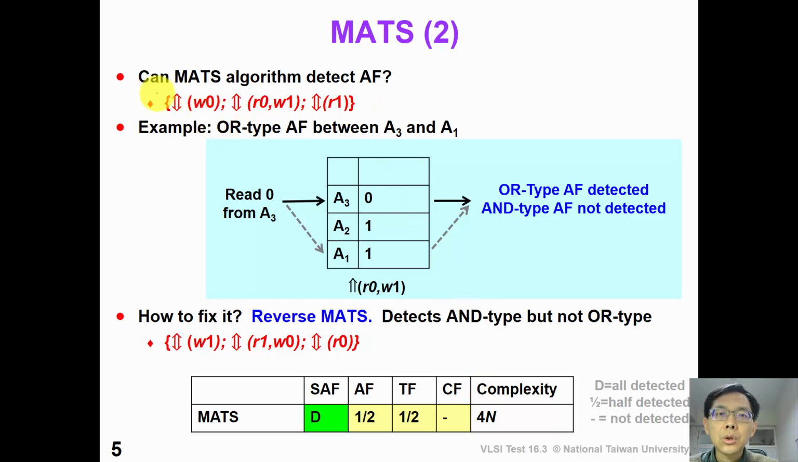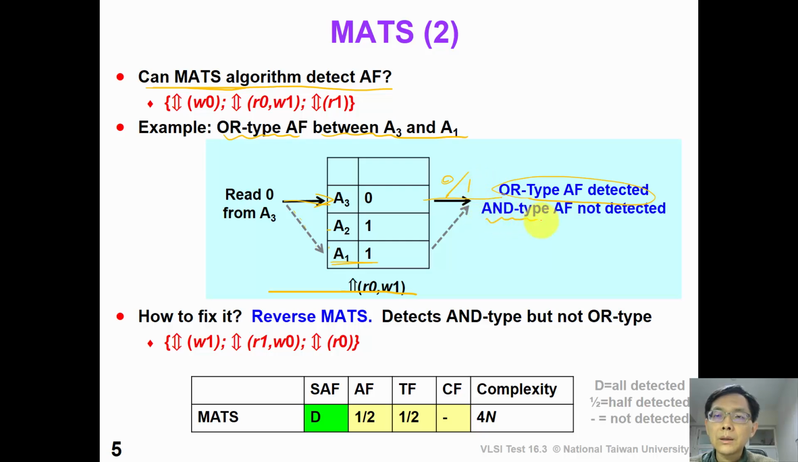Continuing from that page, we have this March algorithm. Suppose we have an OR type address decoder fault between A3 and A1. Now, suppose we are in the second March element, R0, W1. So we have finished the other two cells. Now we are trying to read a 0 from A3, but there is an address decoder fault, so we access A1 at the same time. When we read A3, we can detect the OR type address decoder fault. The good value is 0 and the faulty value is 1.